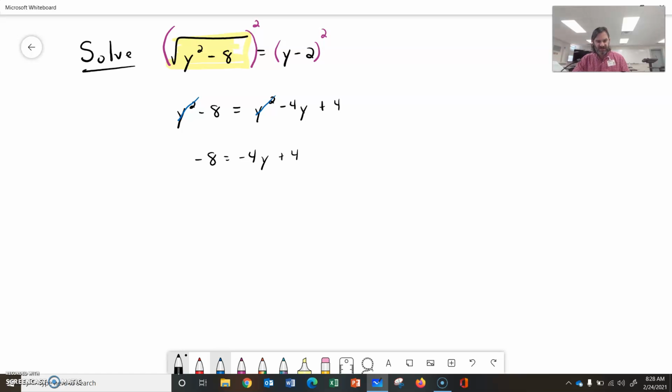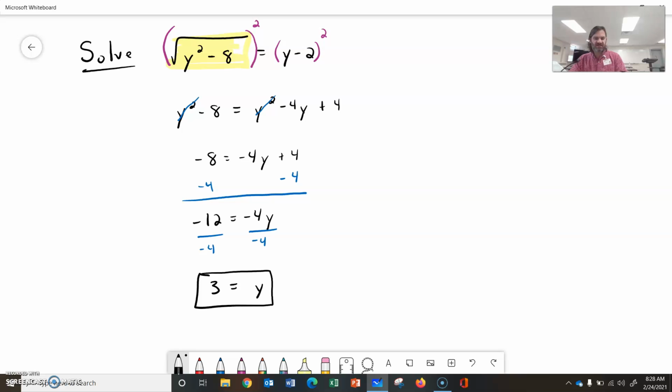So let's work on getting that y by itself. We'll subtract 4 from both sides. And that gives me negative 12 equals negative 4y, and we'll divide both sides by negative 4. So I get down to y equals 3.